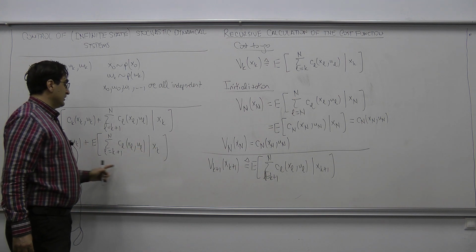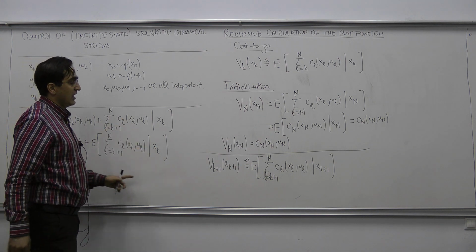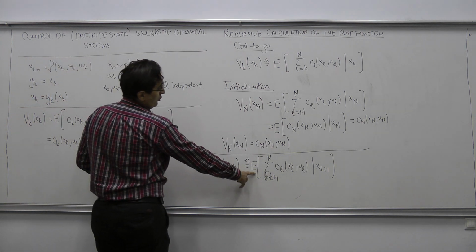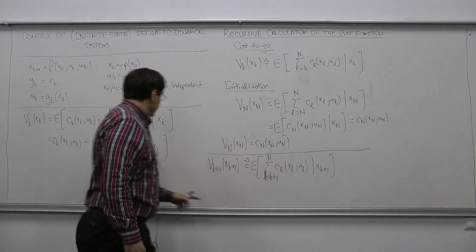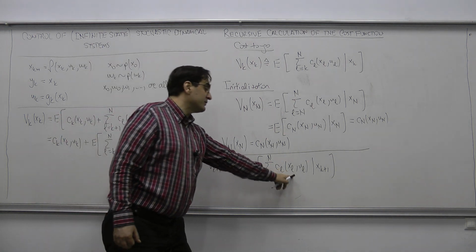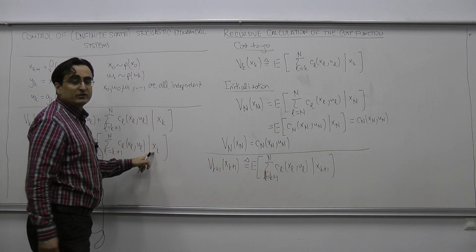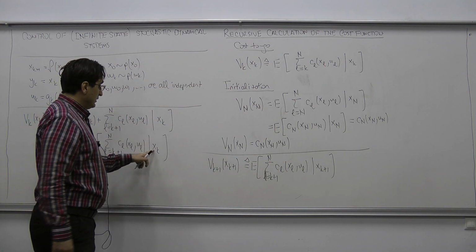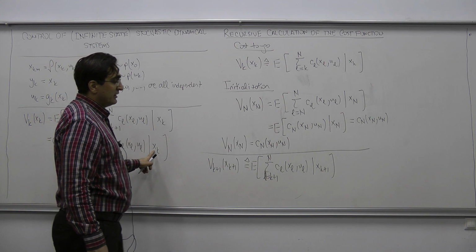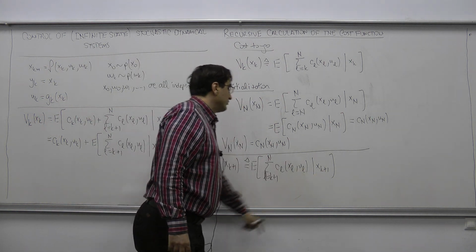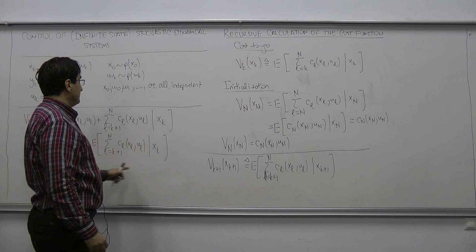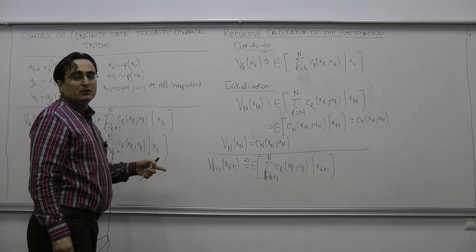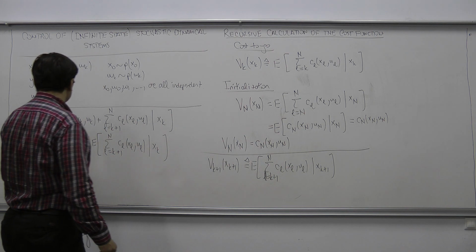So do you think this is equal to Vk plus 1? If you compare these two, you see that the only difference between these two expectations is that their given conditions are different. Here I have the given condition xk, here I have the given condition xk plus 1. In order to overcome this difference, I will use the law of iterated expectations.